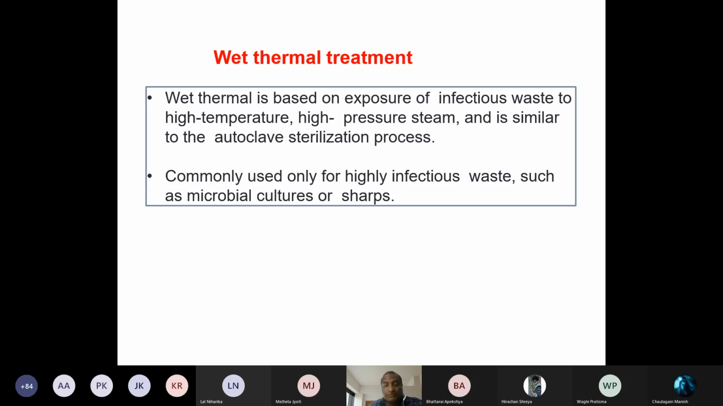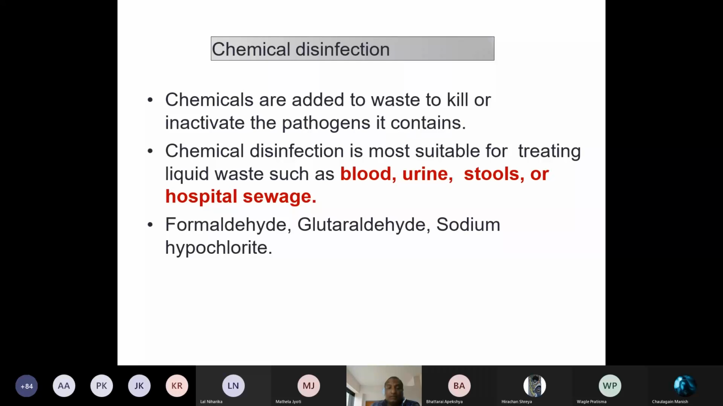Generally, autoclaving is commonly used only for highly infectious waste. So definitely it is used for highly infectious waste. And one of the important things is chemical disinfection. I'm not talking about disposal. Before disposal and in the storage only, we have already categorized different types of wastes. And for that, in plastic bags or containers, we have to put some sodium hypochlorite or some bactericidal or virucidal chemical so that whatever is active, it will make inactive. Right? Chemicals are added to waste to kill. So it is not a disposal method, but it is one of the precaution methods. Right? This is suitable for treating liquid waste such as blood, urine, stool, and sewage. So these chemicals are added in the containers where it is stored.